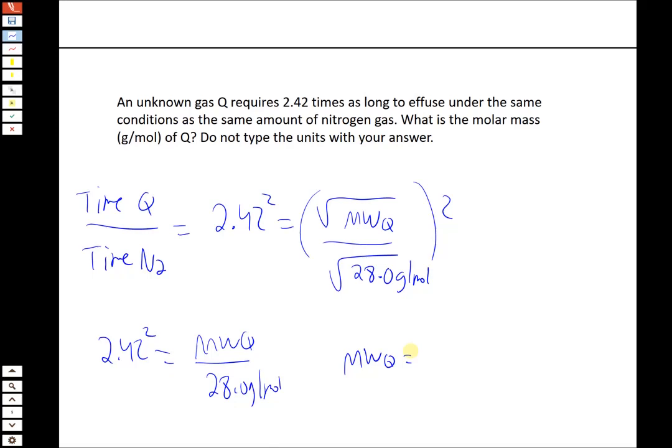And so when we multiply 28 times 2.42 squared, we get 164. I don't remember if the problem specified how many significant figures to use, but it should be 3 based on the numbers in the problem, so we should get 164 grams per mole. So if it takes longer to effuse, that means it must be a heavier gas, and in this case the relationship between effusion times is going to be directly proportional to the square roots of the molar masses.